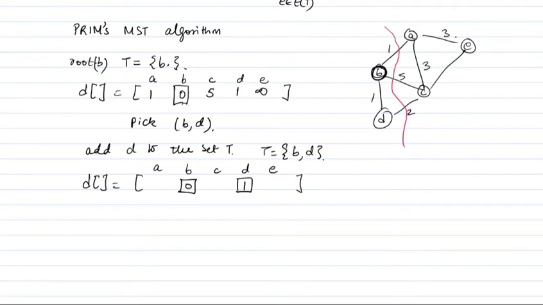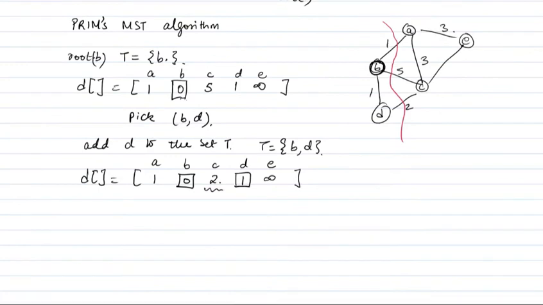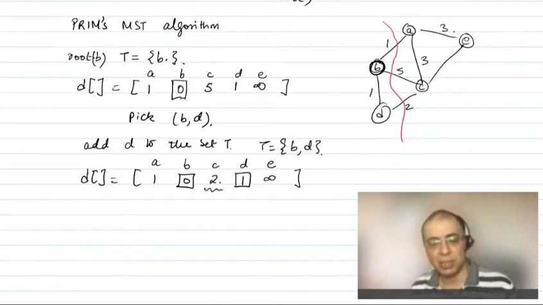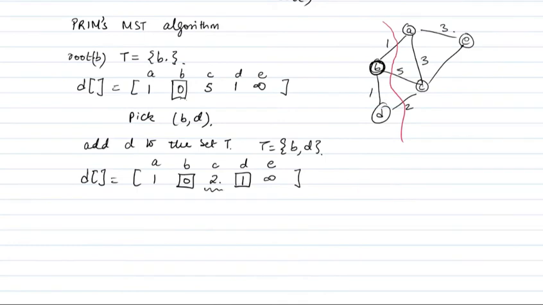It remains the same. It's 1. What about C? It changes to 2, right? So this is where a change has occurred. And what about E? It remains infinite. All right. So what has happened at this step essentially is that you've discovered a new edge which has a shorter distance to reach C than any of the edges before, from the set T.